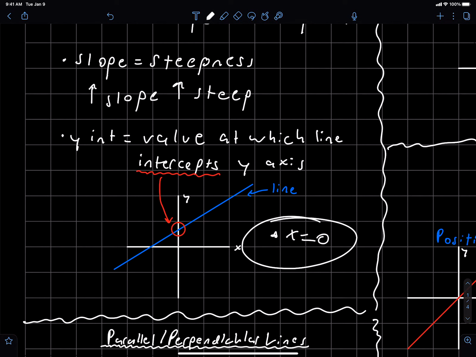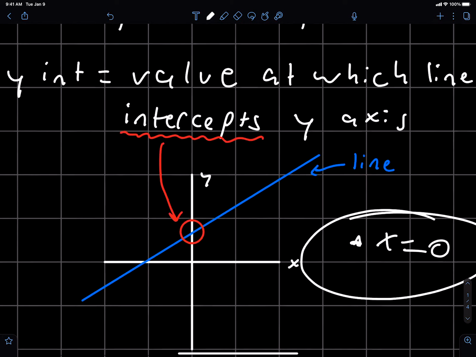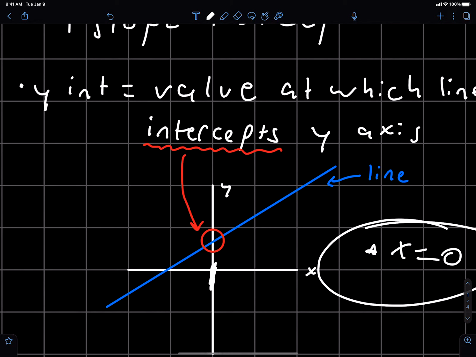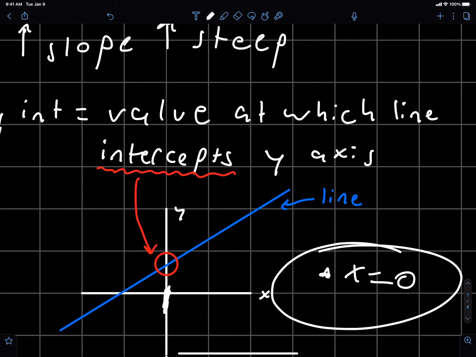Something very important to know about y-intercepts is that they occur when x is 0. As you can see here, x has no value, right? We're at x equals 0 here, and the y-intercept occurs then.